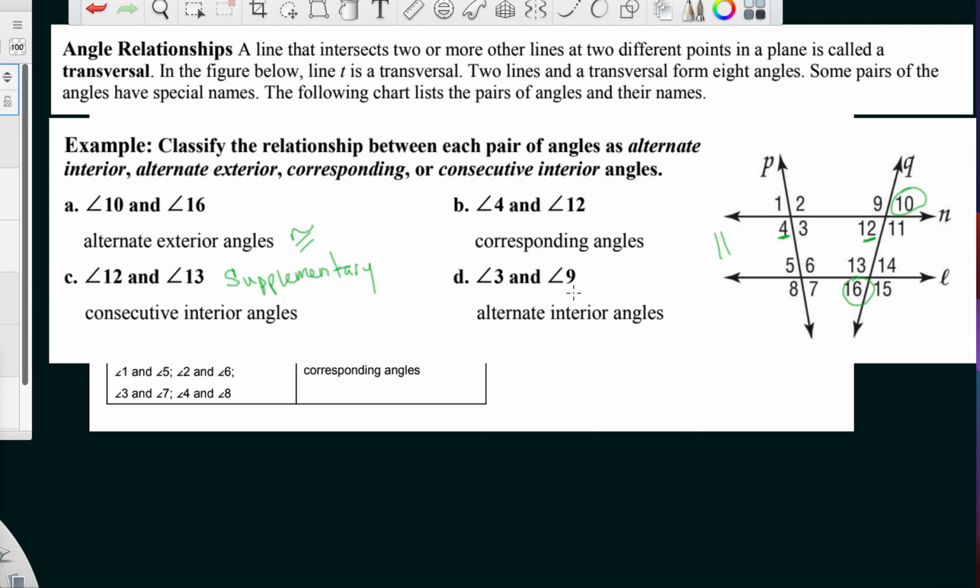All right, and last but certainly not least, let's compare 3 to 9. And they're just alternate interior angles. There you go. And that's really it. I just want you to finish this paper and then have a great weekend.